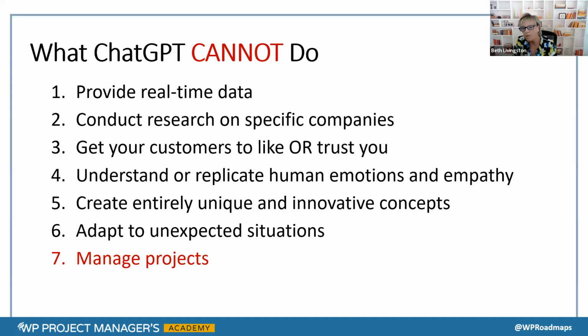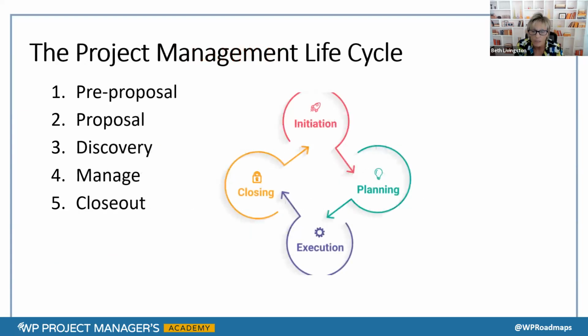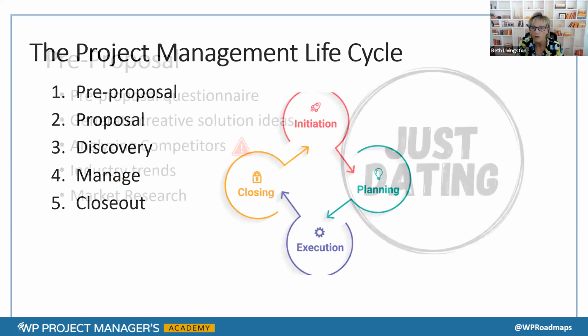So we've looked at the website development lifecycle, much of what can be replaced with AI. Now let's look at the project management lifecycle and how AI can play a role with that. So I break the project management lifecycle down into these 5 stages. They're not exactly phases, they're more like stages. So you've got your pre-proposal section, you get into the proposal phase or stage, the discovery stage, the managing of the project stage, and then the closeout stage. So let's look at some of these individually and then do some demos as well.